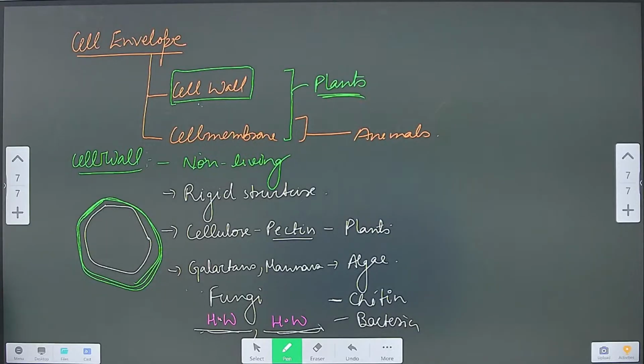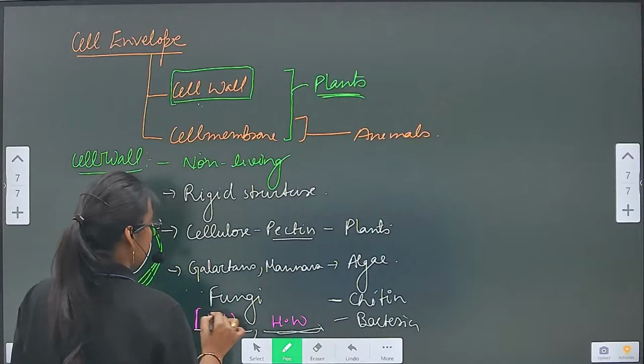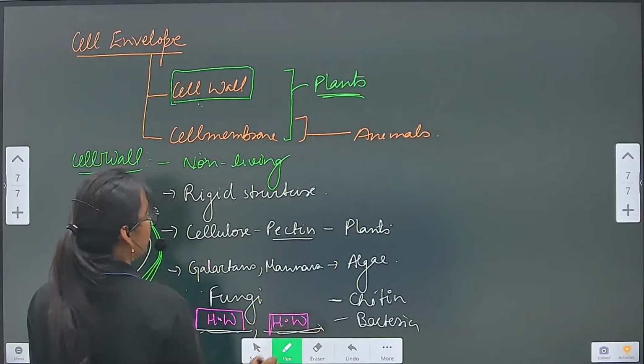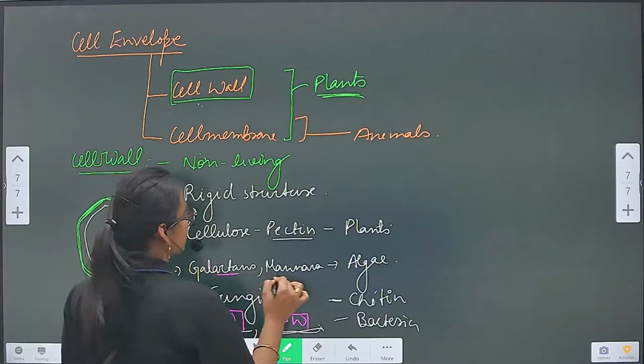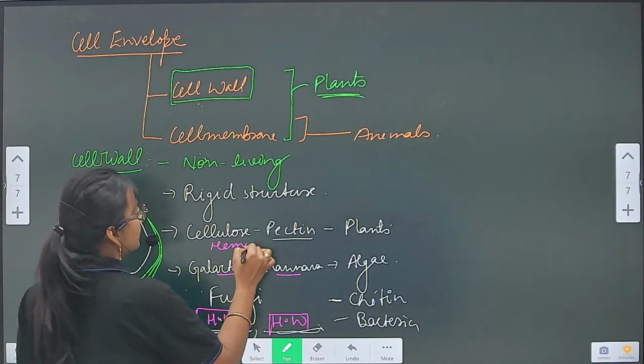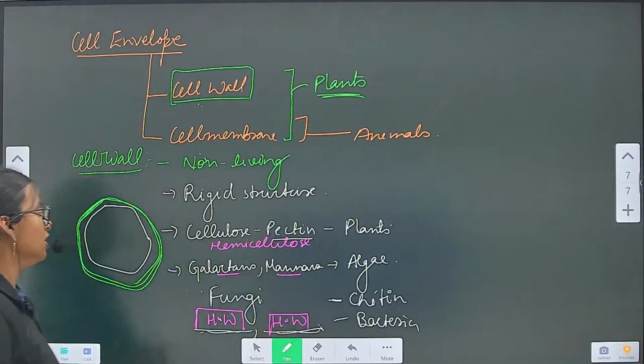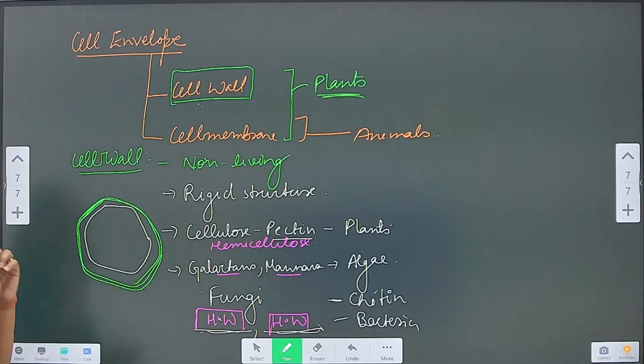And if it is bacteria, I have discussed yesterday. Okay, in case of algae, there are galactans and mannans. In plants, we also have hemicellulose. So that is about the composition of cell wall in case of different organisms.